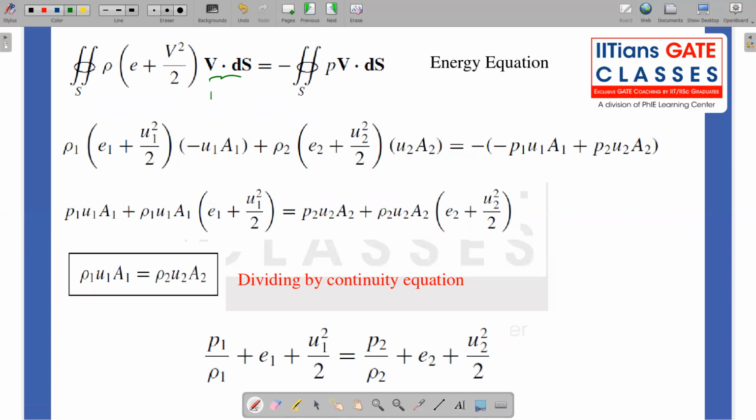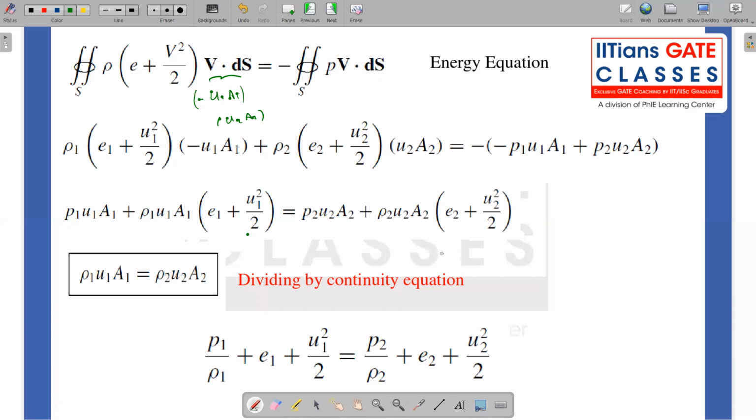So V dot dS is nothing but minus U1 A1 at the inlet, and plus U2 A2 at the outlet. So that's what I am writing here. Rho 1 times (E1 plus U1 square by 2) times minus U1 A1, because of the quasi one-dimensional assumption V becomes U. Similarly, the right-hand side becomes minus of negative p1 U1 A1 plus p2 U2 A2. So again, we are keeping the like terms on one side, and the left-hand side and right-hand side become a function of inlet and a function of outlet.